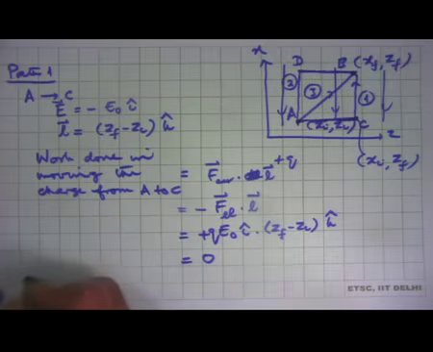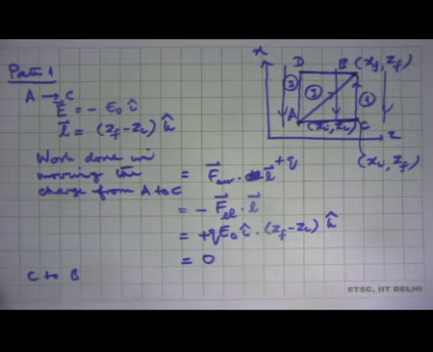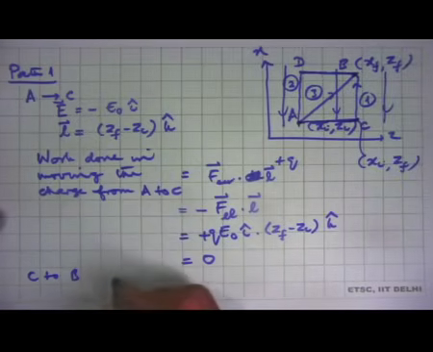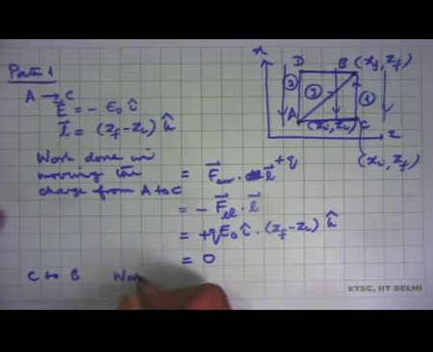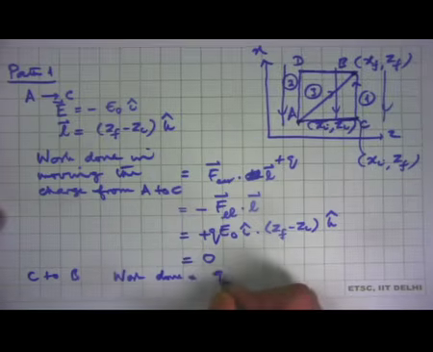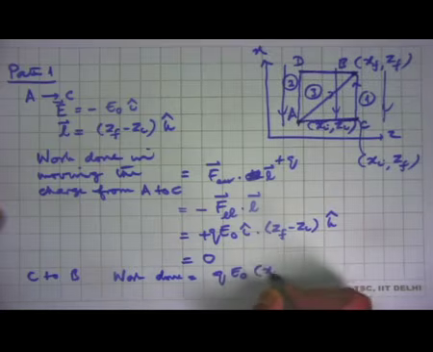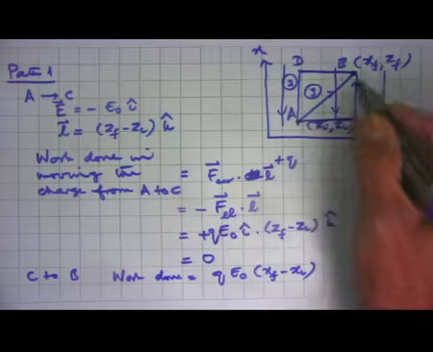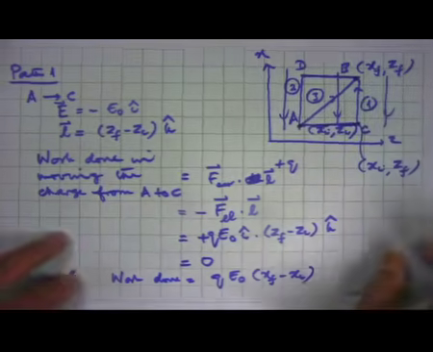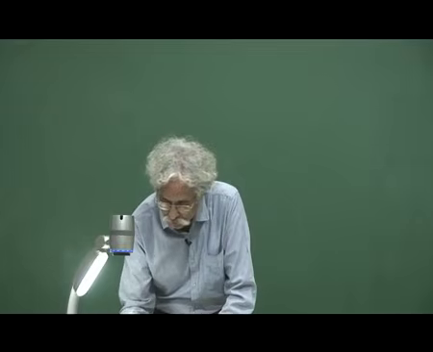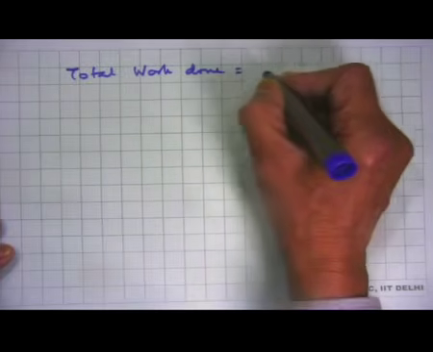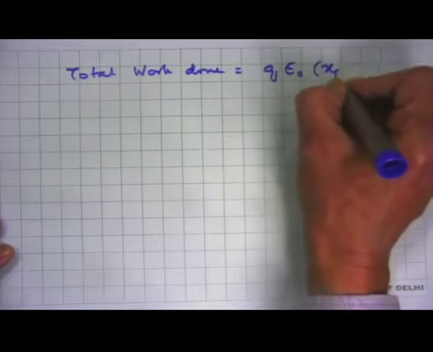Now, from C to B I have to calculate the work done, and this we have already done before. Calculating the work done to move vertically, we have just calculated, and that happens to be work done is equal to q E naught into x f minus x I. So, the total work done in moving from A to B via C, that means A to C and C to B, is actually equal to q E naught x f minus x I.